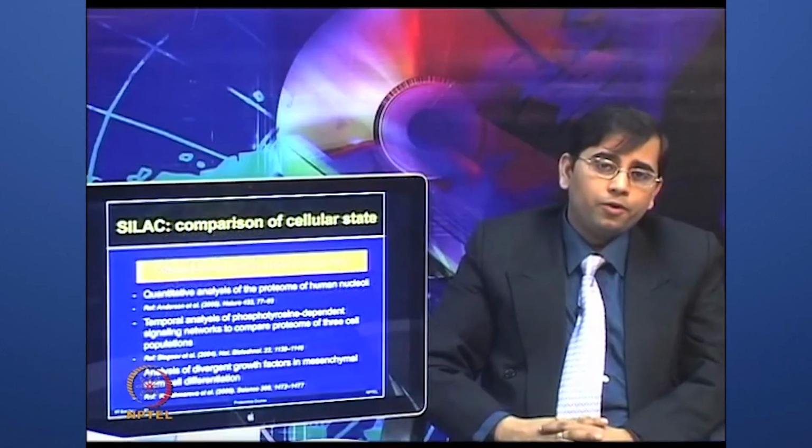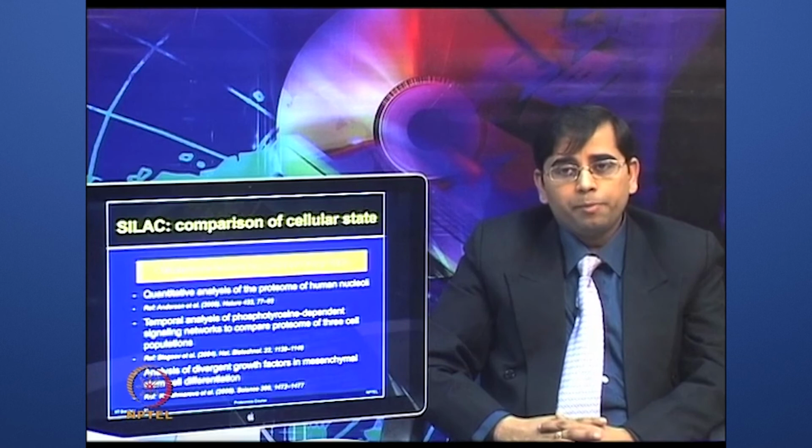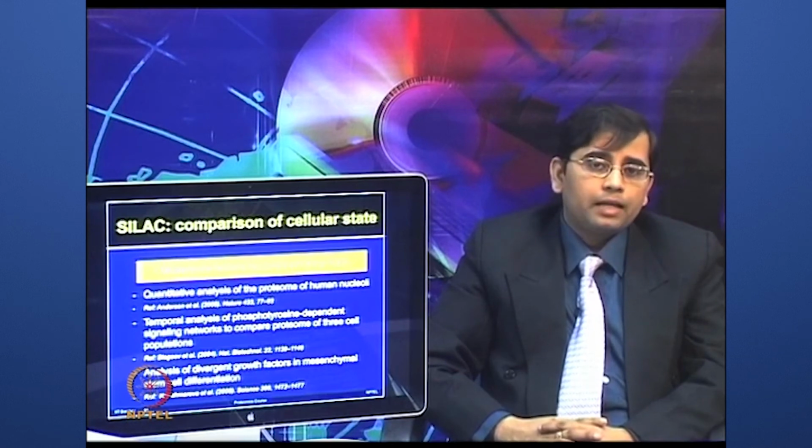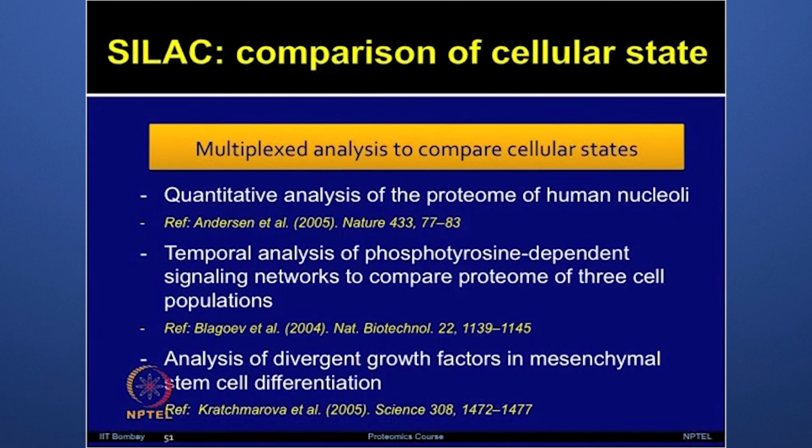SILAC has been widely used for multiplex analysis to compare cellular states. Anderson et al. showed the quantitative analysis of the proteome of human nucleoli. Blagoev et al. performed a temporal analysis of phosphotyrosine-dependent signaling networks to compare the proteome of 3 cell populations. Kretschmer et al. analyzed the divergent growth factors in mesenchymal stem cell differentiation. These are just a few examples of multiplex analysis.